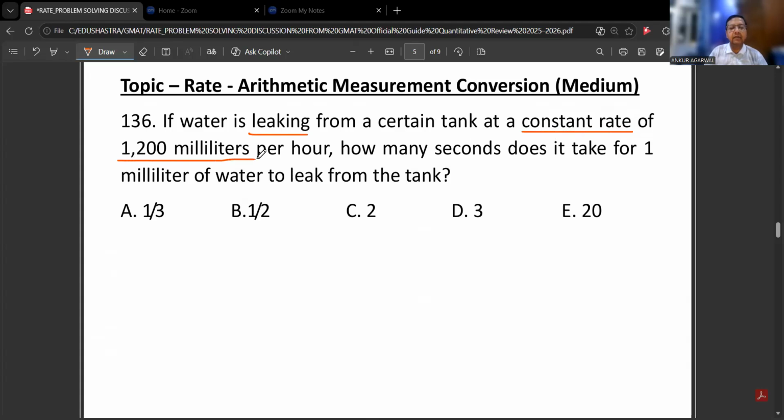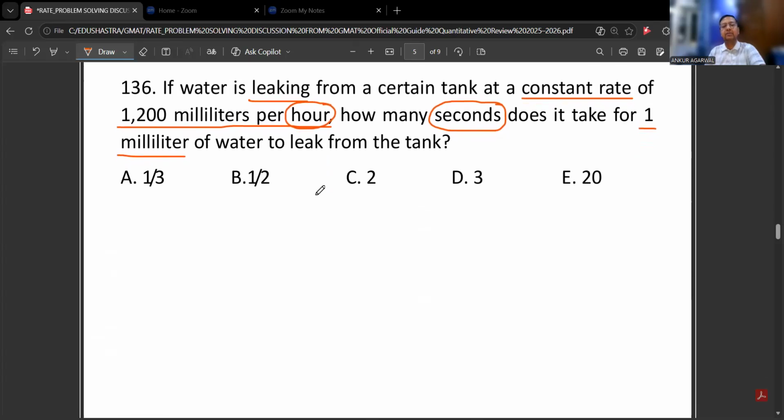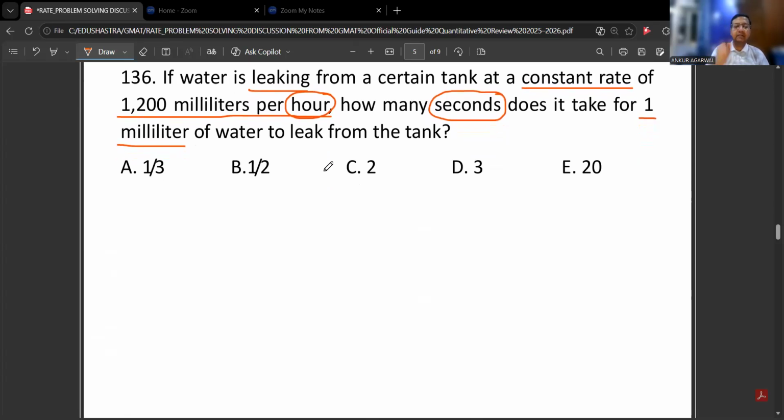1200 milliliters per hour. Okay, 1 hour, 1200 milliliters. How many seconds? The answer I have to give is in seconds. See the unit conversion: earlier, the rate is given to me in hours, but the answer is asking for seconds. How long does it take for 1 milliliter of water to leak from the tank? Okay, done. So quickly, give me the answer.